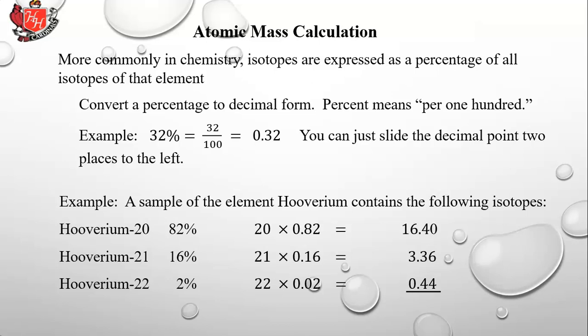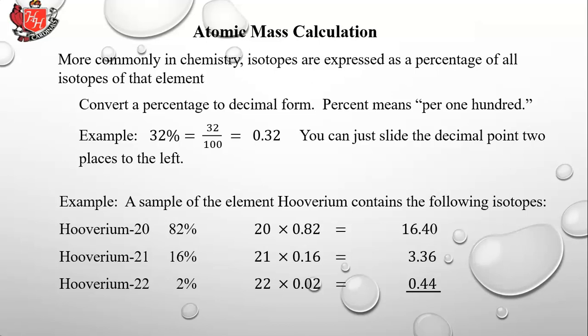Now what you do is you simply take the 20, that's the mass number of Huvarium 20, the total number of protons and neutrons added together, which each have a mass of 1 atomic mass unit. So the overall isotope has a mass of 20. You multiply it by the percent in decimal form, 0.82, and you get 16.40. I'm a little loose on the significant figures here. It probably shouldn't be that many.